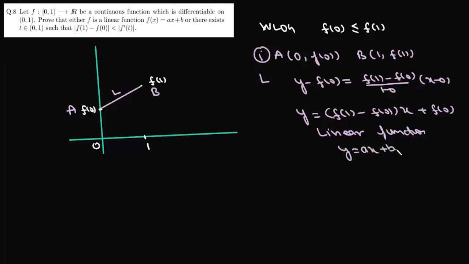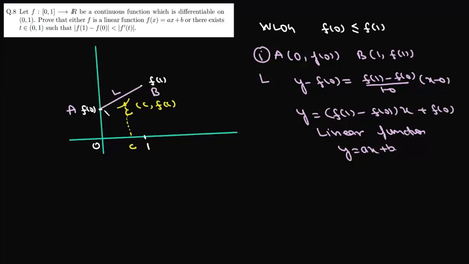So it could be either a straight line from A to B, which is a linear function, or it could be any other function. And if it is any other function, then let us say there is some point C on this curve, and I'm not drawing this entire curve, I'm just drawing a part of it, and I could have drawn it either upwards or downwards, it doesn't matter. So there's this point C lying between 0 and 1, whose x coordinate is c and y coordinate is fc. So this point C has coordinates c comma fc.